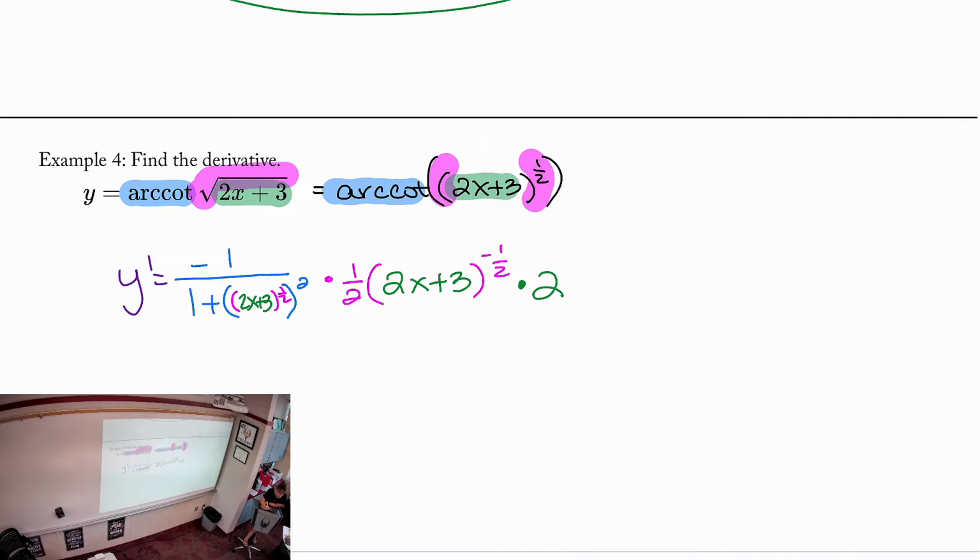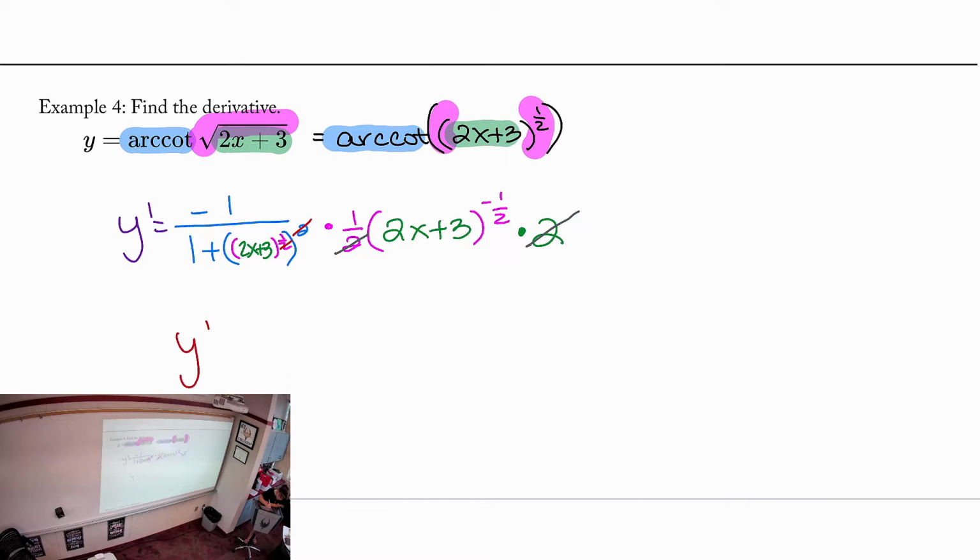Now, then stuff happens. The 2 and the 2 cancel out. And my 1/2 and my 2 also reduce. So what am I left with? A big fat mess. I have y prime is equal to negative 1 over 1 plus 2x plus 3.